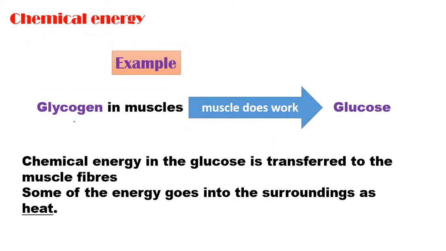As for food, let's take glycogen as an example. Glycogen is a storage form of sugars. Glycogen is stored in muscles. When muscles do some work like in exercising, the glycogen in muscles will be broken into glucose. The aim of this process is to provide your body with energy. So in this case, the chemical energy stored in the glycogen molecules will be transformed into heat energy.